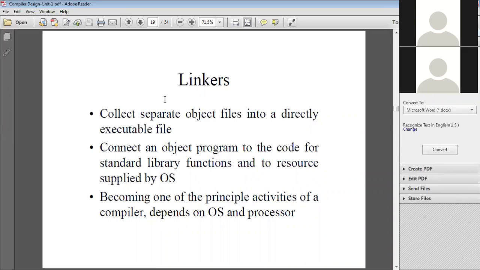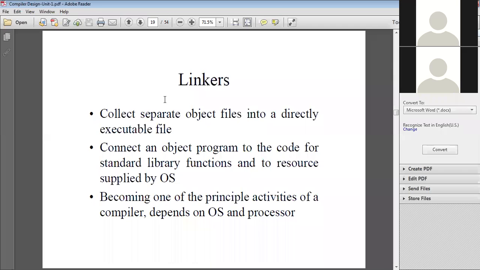Because the compiler remains in memory and each compiler has its grammar, and grammar contains several different functions and header files. Header files contain different preprocessors, and preprocessors link the different functions to the header files. So linkers provide the linkage. They collect separate object code. What are the functions of the linkers? Collect separate object files into a directly executable file.